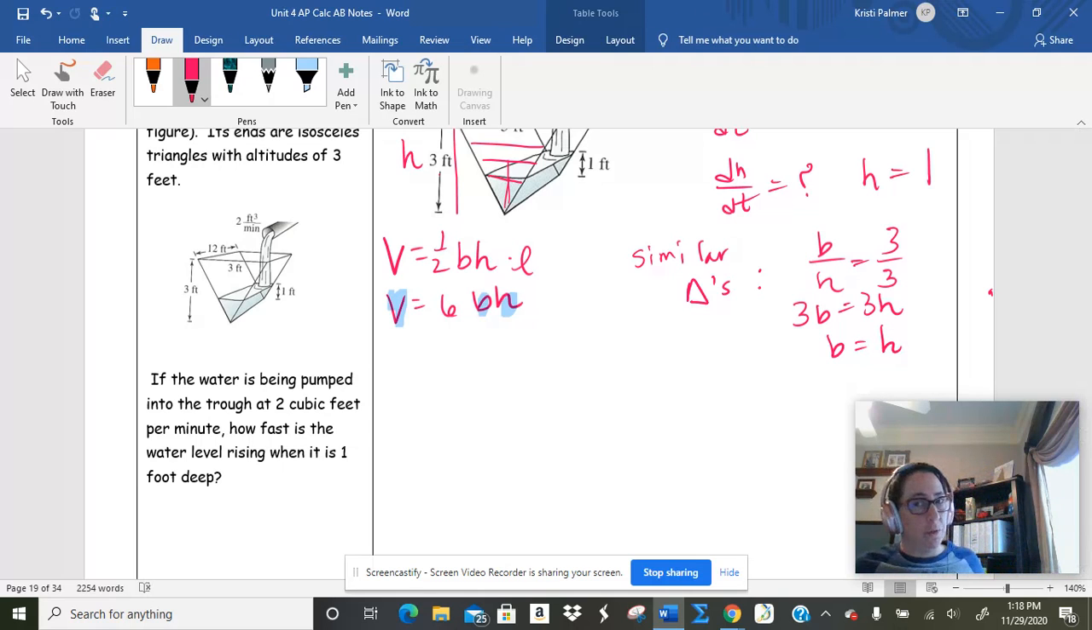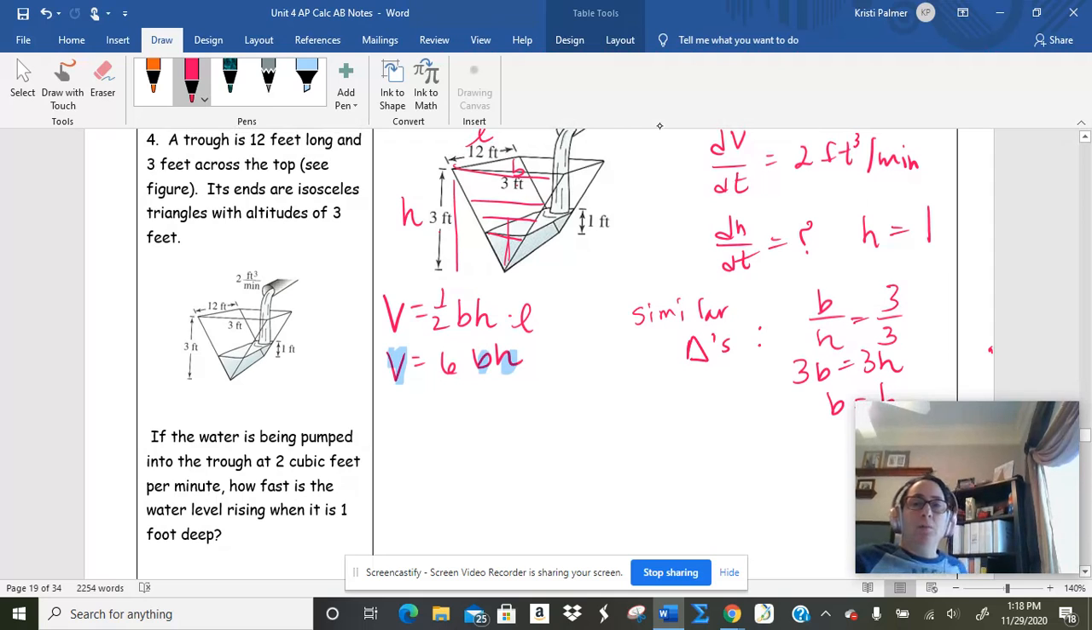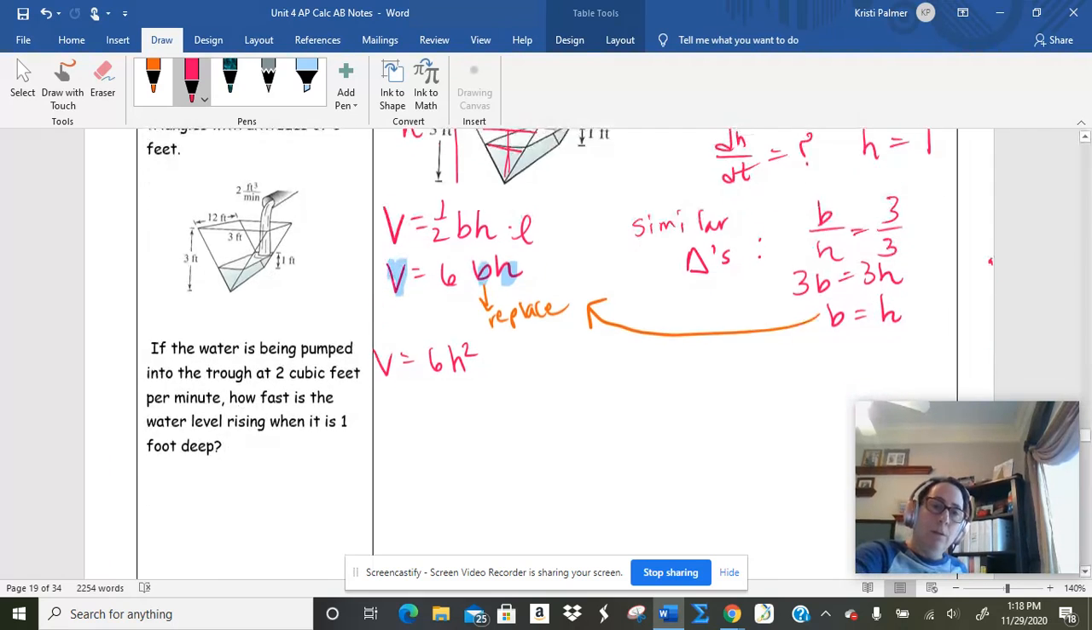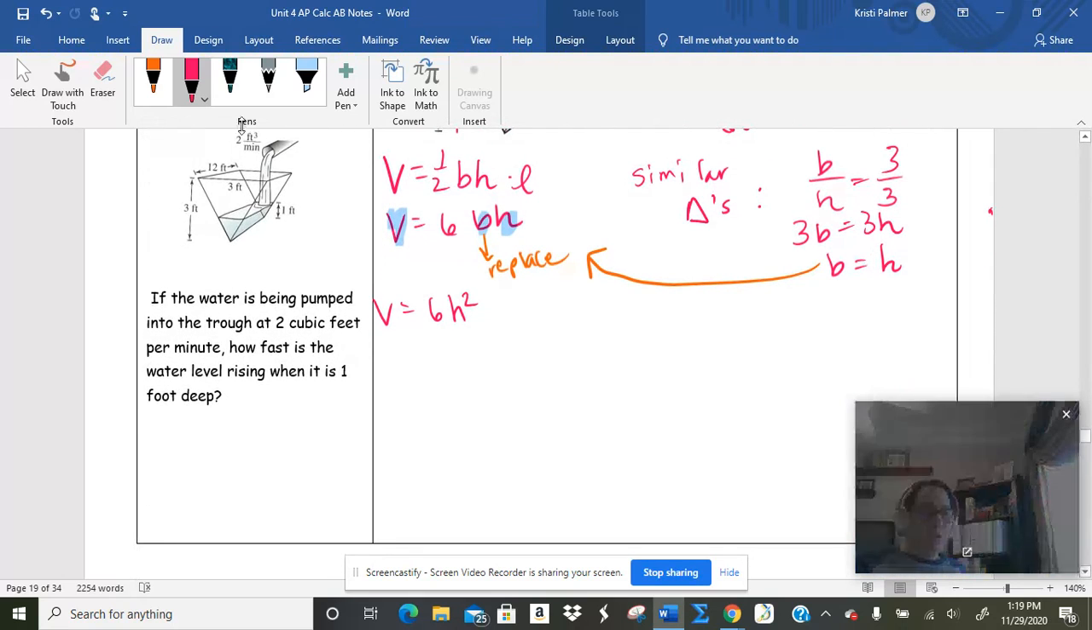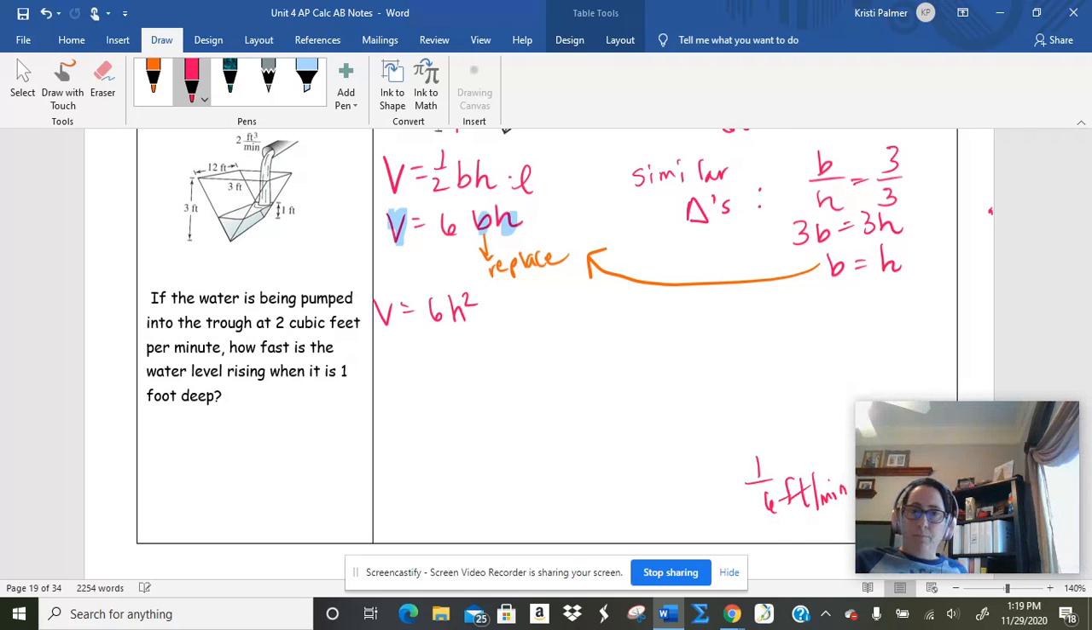Now we're like, which one do we replace? So we want to keep H because that's what they've given me. So I want to replace the B. So volume is now 6, B is H, and H times H is H squared. Go ahead and finish this and see if you get 1/6 foot per minute. I think you can finish this one now.